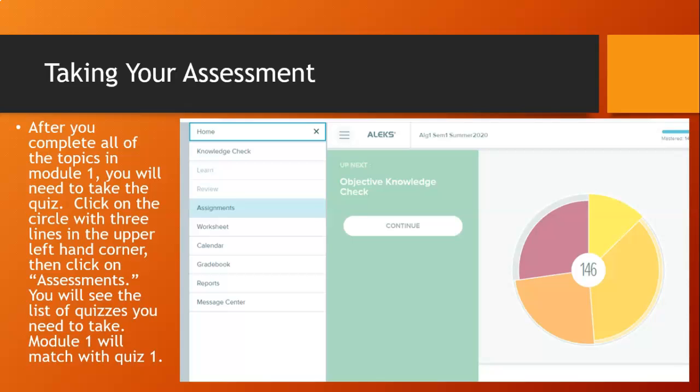When you're done completing your topics in Module 1 on ALEKS, you need to take the quiz. So you're going to go to the upper left-hand corner of your ALEKS screen and click on that circle with the 3 lines. And then you're going to click on Assignments. And you should see Quiz 1. Quiz 1 will match with Module 1. Quiz 2 will match with Module 2, and so on.